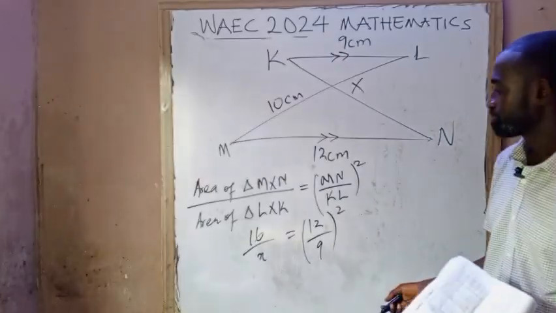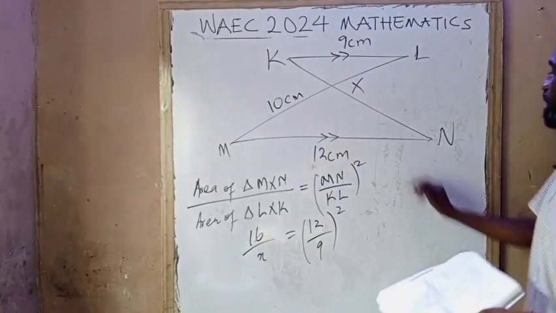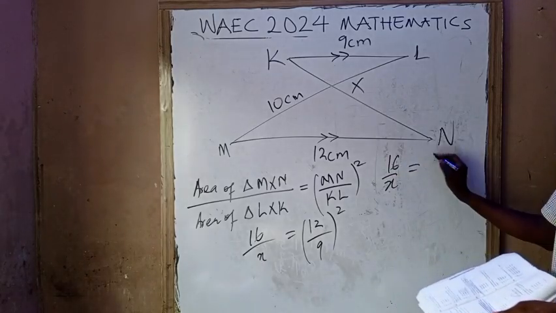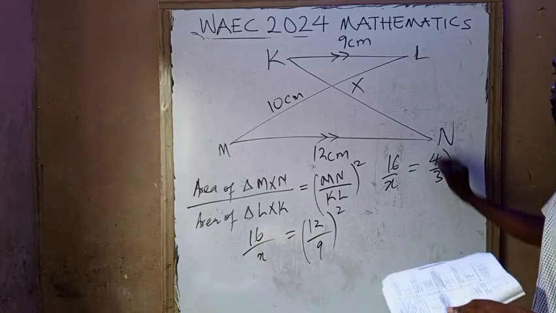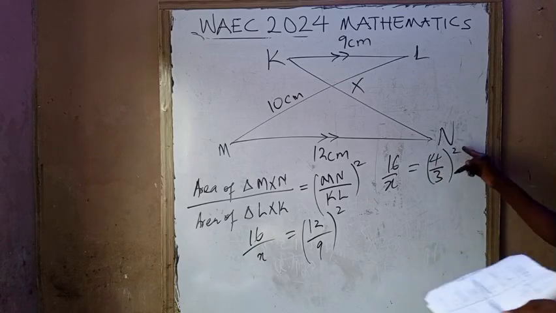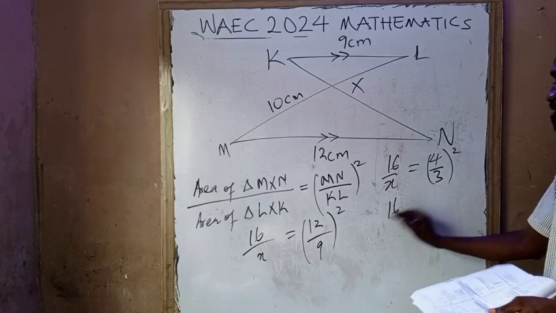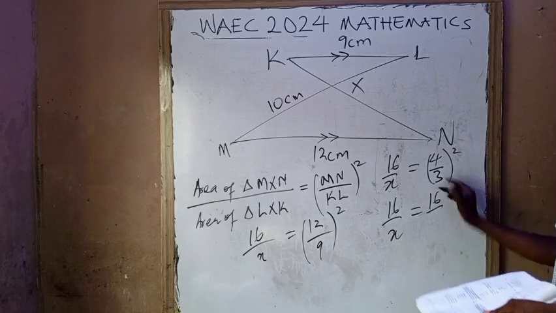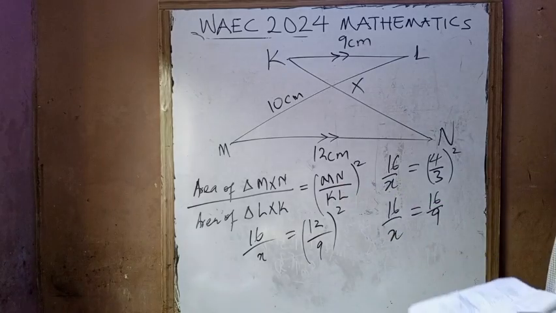I can cancel out: 4 here, 3 here, 3 here, 4. So I can have 16 over x equals 4 over 3, all squared. So open this bracket. This square will affect this 4 and this 3. So I'm having 16 over x equals 4 times 4, 16, over 3 times 3, which is 9.